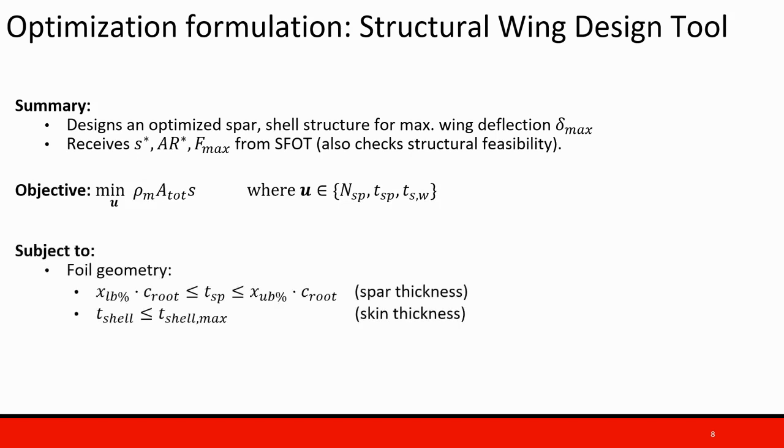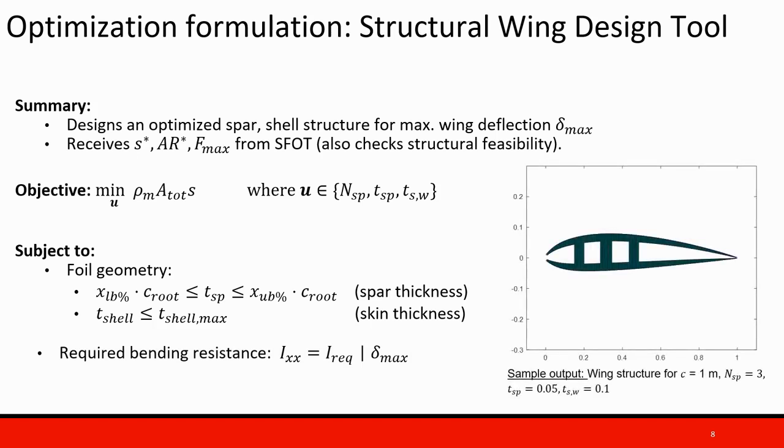This is subject to foil geometry constraints, where the thickness of the spar and the shell are modeled as percentages of the root chord and the thickness of the foil, as well as a minimum moment of inertia constraint for a given load and maximum wing deflection. The frame is modeled using small discrete rectangles which are integrated to take the shape of the foil. A sample output of the wing structure is shown with a chord of 1 meter and 3 spars.